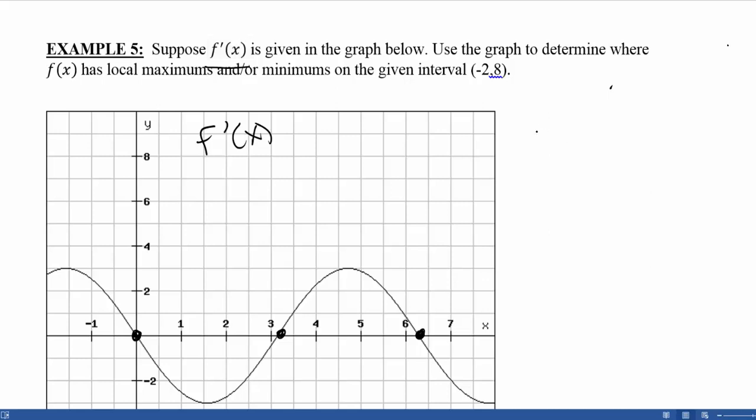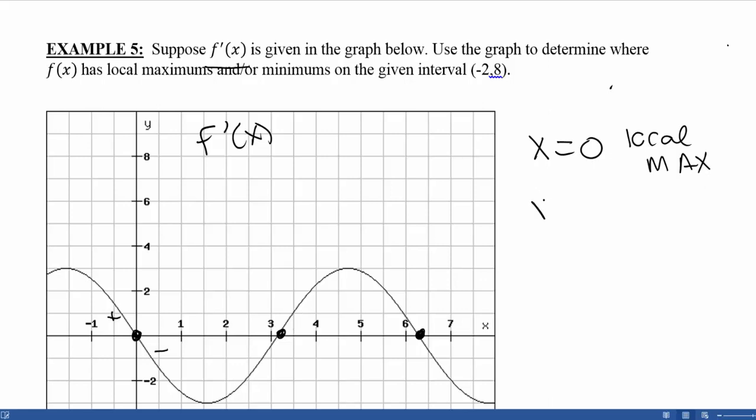So let's start by considering what's happening at 0, our first critical point. Notice to the left that our graph is positive. It's above the x-axis. But to the right, it's negative. It's below the x-axis. So our first derivative changes from positive to negative. If your first derivative changes from positive to negative, that means that the original function has a local maximum.